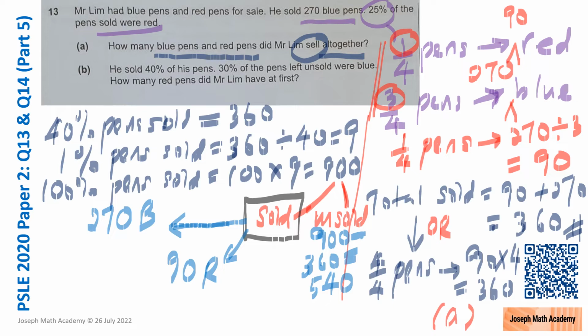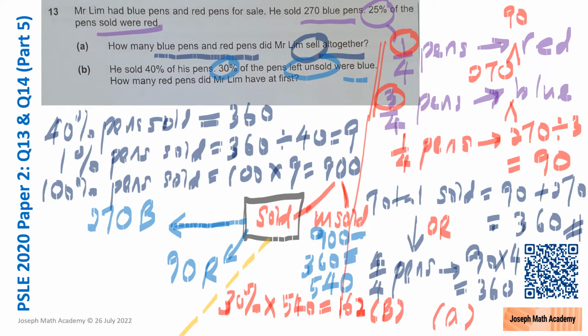Now, going back to the question, 30% of the pens left unsold were blue. So what does it mean? Using this information, 30% of the unsold pens were blue. This is unsold. So 30% times 540 should be blue. So there are 162 unsold blue pens.